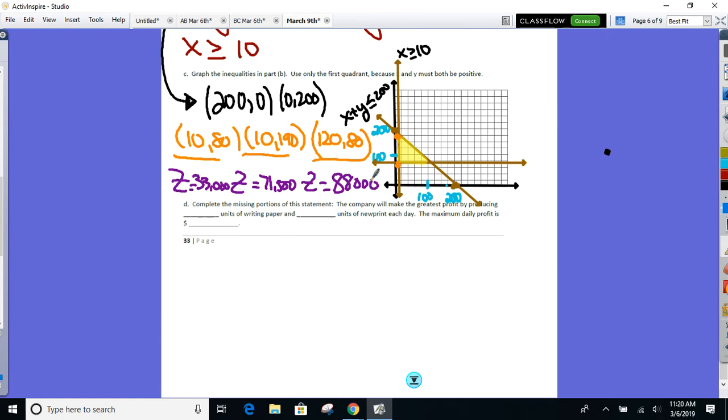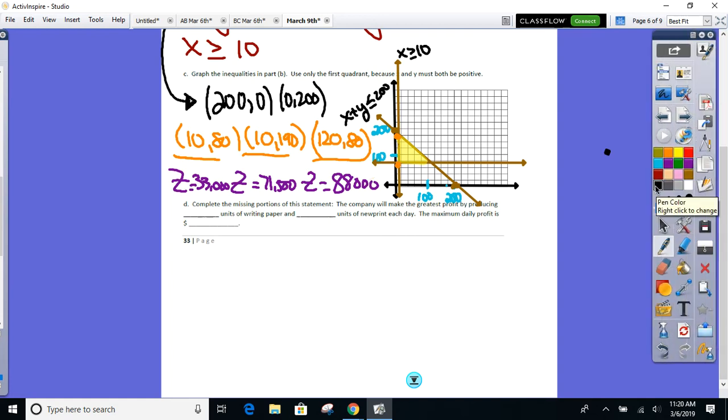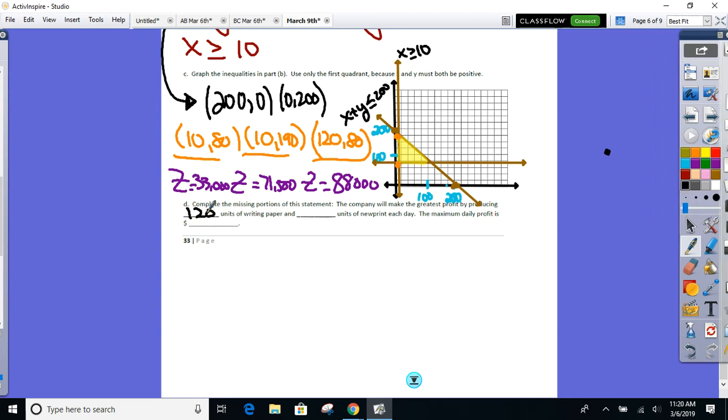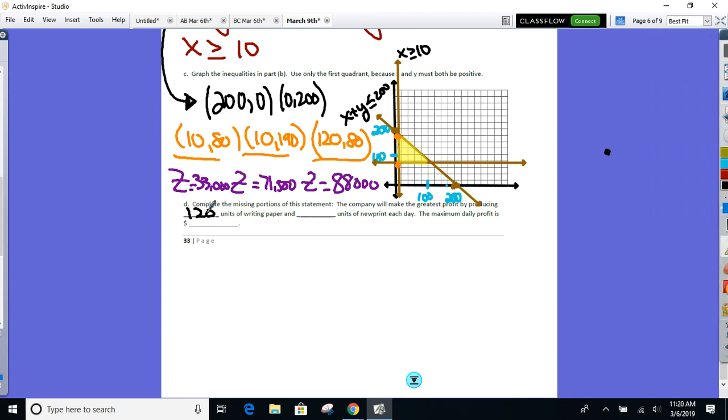All right. No fill in the blanks today, but this one does. How many units of writing paper must I sell? Let's finish this up, guys. How many units of writing paper? 120 units. And newsprint, 80, for a total amount of $88,000. That'll maximize my profit.